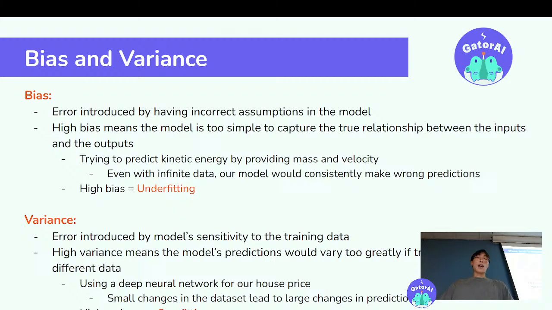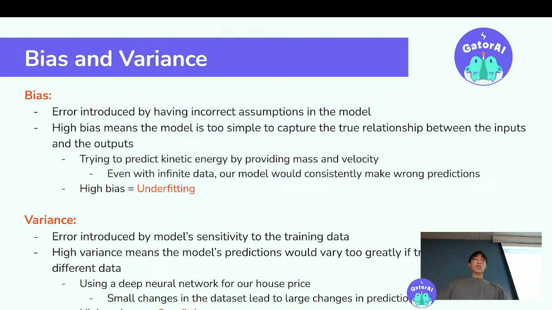So another example that we have here, it's not the best example. Suppose you're trying to predict kinetic energy by providing a linear regression model mass and velocity. If you remember, the equation for kinetic energy is 1/2 mv squared. So there's no weights that we can provide that gives a linear relationship between the mass and velocity to the kinetic energy. Even with infinite data, our model would consistently make wrong predictions because the model is making incorrect assumptions about what is happening in the structure of the data.